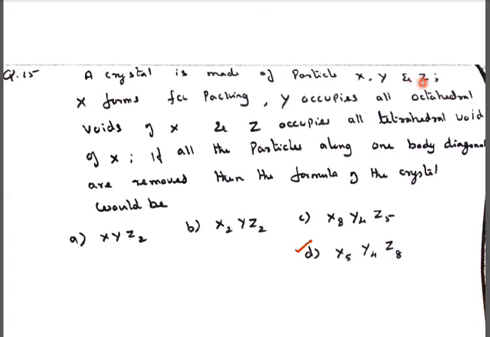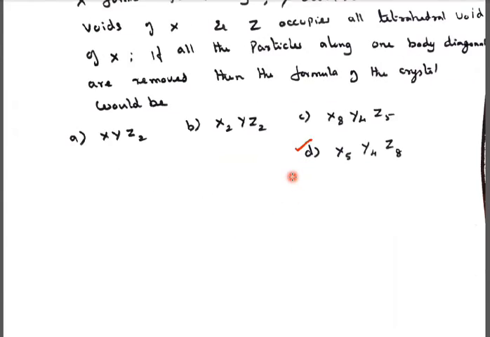And the last question of this series is: a crystal is made of particles X, Y and Z. X forms an FCC pattern, and Y occupies all the octahedral voids of X, and Z occupies all the tetrahedral voids of X. If all the particles along one body diagonal are removed, then the formula of the crystal would be? So let us see which formula is the correct formula.